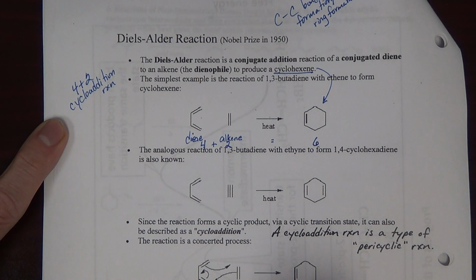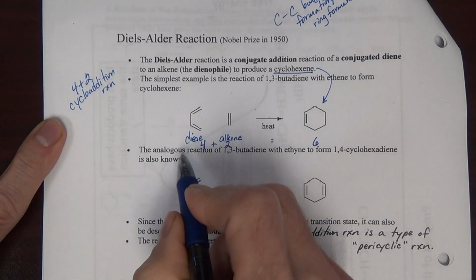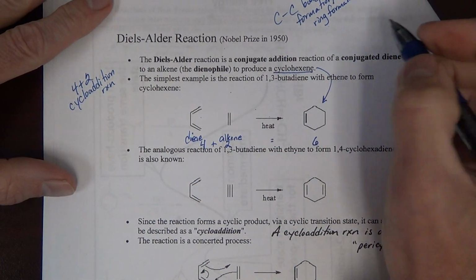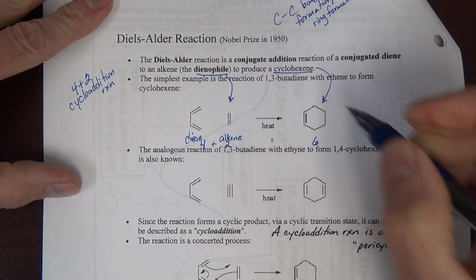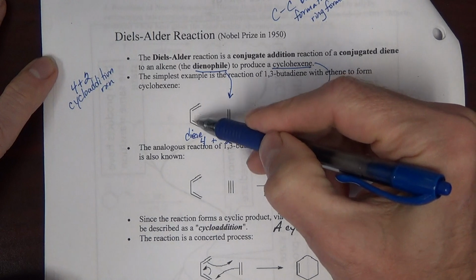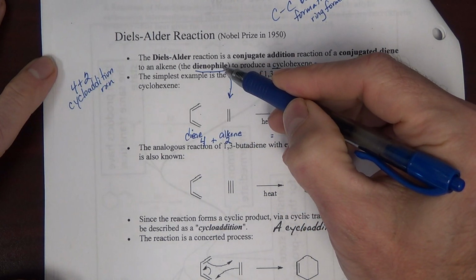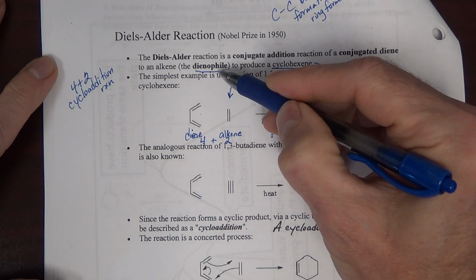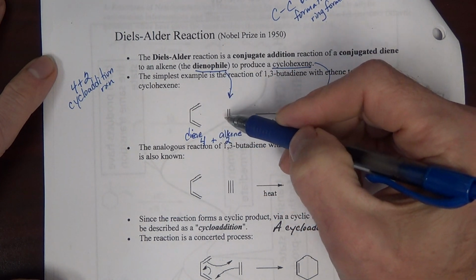Mechanism. Well, we'll show the mechanism down here. The alkene here is often called the dienophile. Things that like dienes are called dienophiles, just like things that like electrons are called electrophiles. This reacts with the diene, and thus it's called the dienophile, and that's the diene.